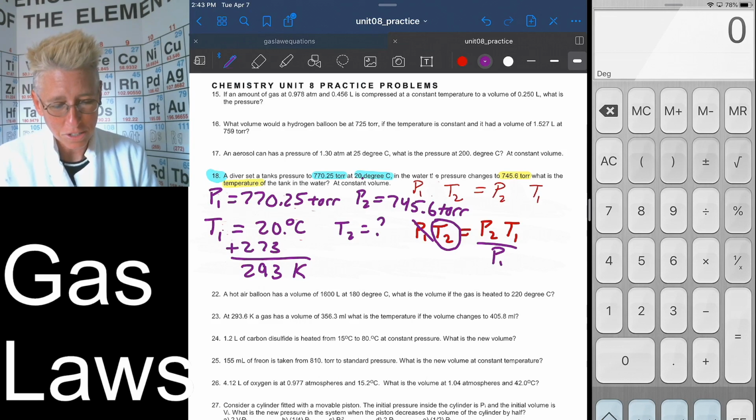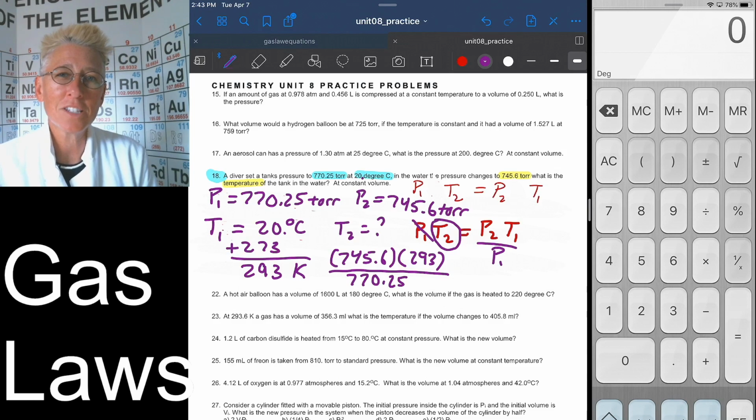So to calculate this, I'm going to take my P2, which is 745.6. I'm going to multiply that times T1 in Kelvin, which is the 293, and then I'm going to divide that by the P1, which is the 770.25.